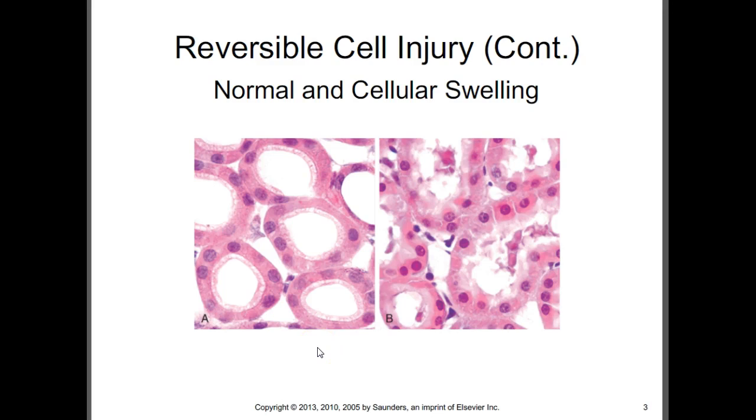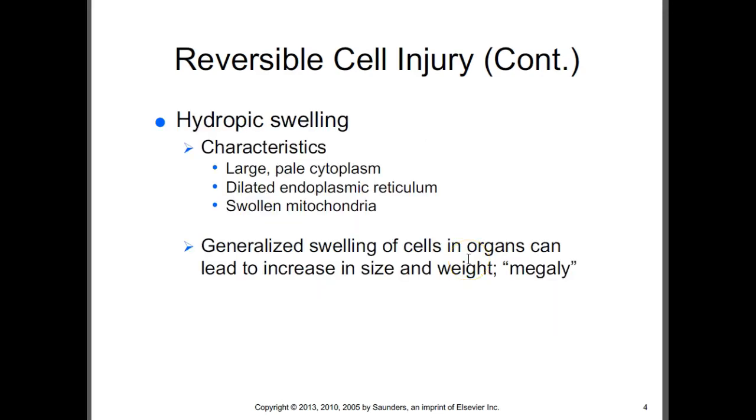All right, so you can see here normal lining of a nice cuboidal epithelium, probably the kidney, and then you can see here the excessively large, enlarged cells that can also actually be damaged due to that. You can see the accumulations of fluid in these white areas, right? So large pale cytoplasm, dilated endoplasmic reticulum, and swollen mitochondria are the characteristics of hydropic swelling, right?